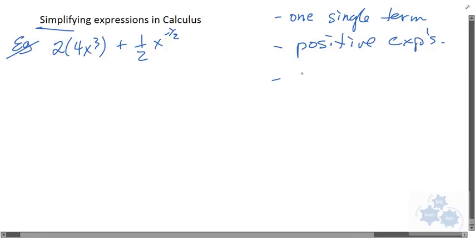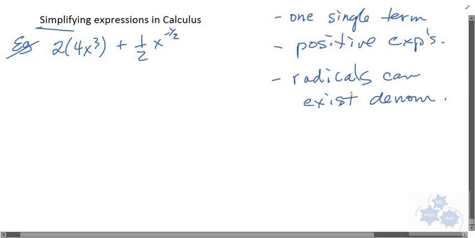The radicals. In previous math classes, you were told that a root sign in the denominator is not simplified. Generally, in calculus, it's okay to have radicals. Radicals can exist in the denominator, generally. So radicals are okay. There may be more as we move through, but that's a good start point.